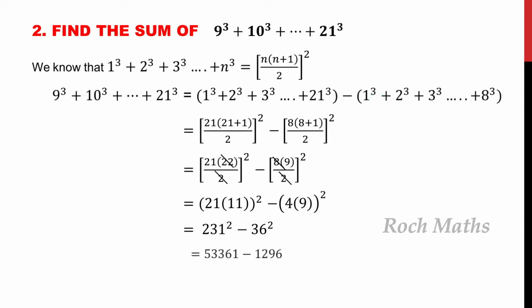21 11s are 231. Now 4 9s are 36. When we find out the square of those numbers, 53,361 minus 1,296. After subtracting, we get 52,065.